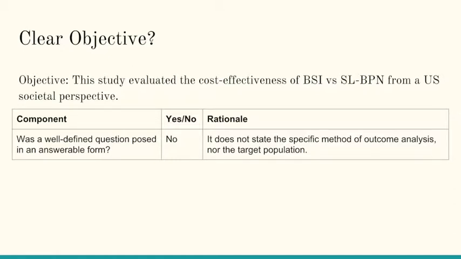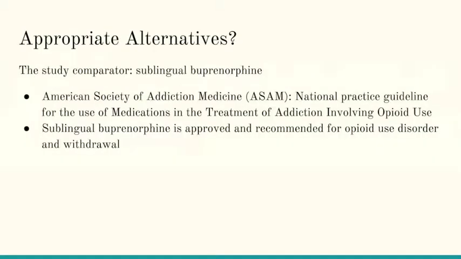Societal perspective. This is an incomplete objective since it fails to state the type of study and the target population of the study. Moreover, it should be noted that the objective is only specifically mentioned in the abstract.